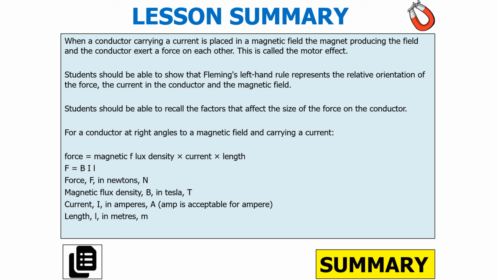So when a conductor carrying a current is placed in a magnetic field, the magnetic field producing the field and the conductor exert a force on each other. This is called the motor effect, and you should be able to use Fleming's left-hand rule to represent the relative orientation of the force, the current in the conductor and the magnetic field. You should be able to recall the factors that affect the size of the force on the conductor, and that for a conductor at right angles to a magnetic field and carrying a current, this magnetic force is equal to B times I times L. Magnetic flux density in Teslas times current in amps times length in meters.